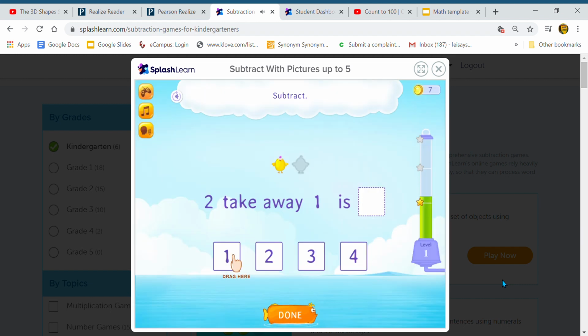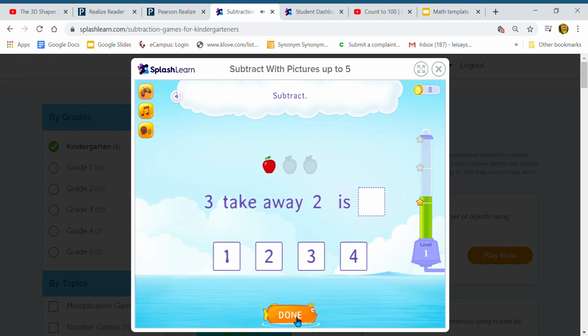Subtract 2. Take away 1 is... Alright, so when we learned about subtraction, that's taking away to see how many we have left over. So here we had 2 birdies, and then take away 1. So they took away 1, so how many birdies are left over? 1. We can also do that with fingers. We would have 2 fingers, show me 2 fingers, and then hide or take away 1 finger, and then how many are left over? 1. So I'm going to click on 1 and drag it on over to the box. And click done. You rock!